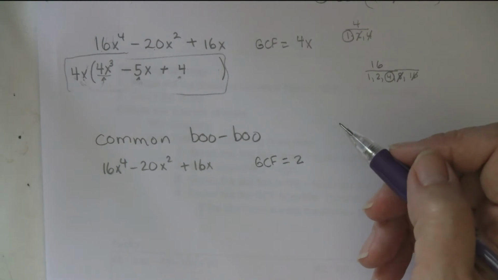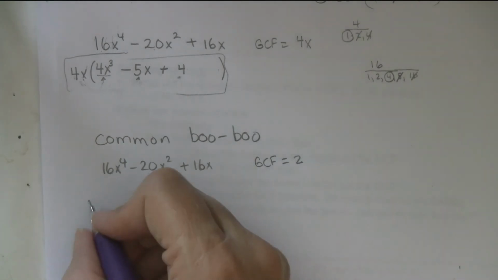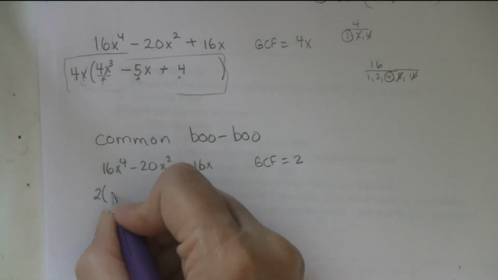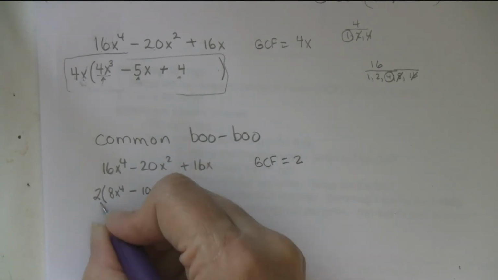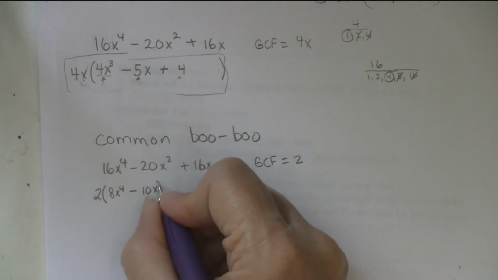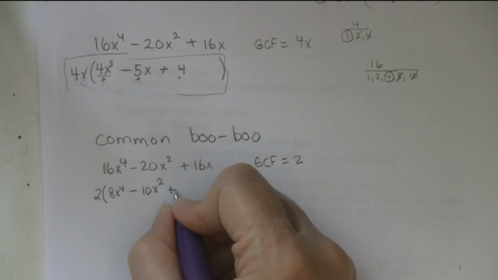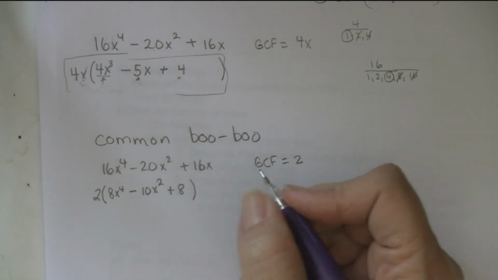And so let's pretend like they just said 2. And then they'll pull a 2 out in the front, and they'll get 8x to the 4th minus 10. 2 times 10 is 20, x to the 2nd. 2 times 8, 16. And they'll check it.